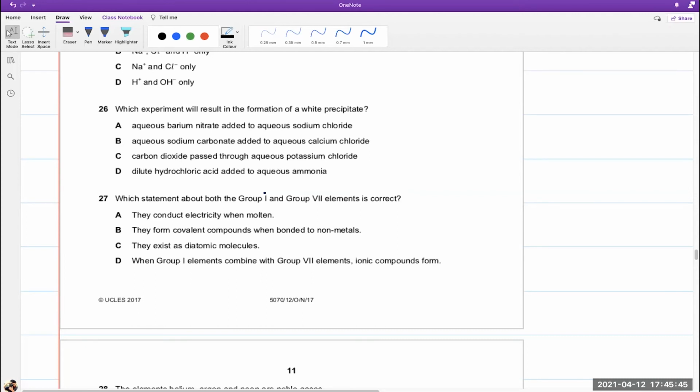And dilute HCl to aqueous ammonia, it's going to form NH4Cl, but it is soluble. तो white क्या कुछ भी कलर नहीं आएगा, HCl भी कलरलेस, अमोनिया भी कलरलेस. Can anybody tell me, if you were to do this reaction, what procedure will you follow? HCl और ammonia, if you were going to react them, what procedure will you follow?